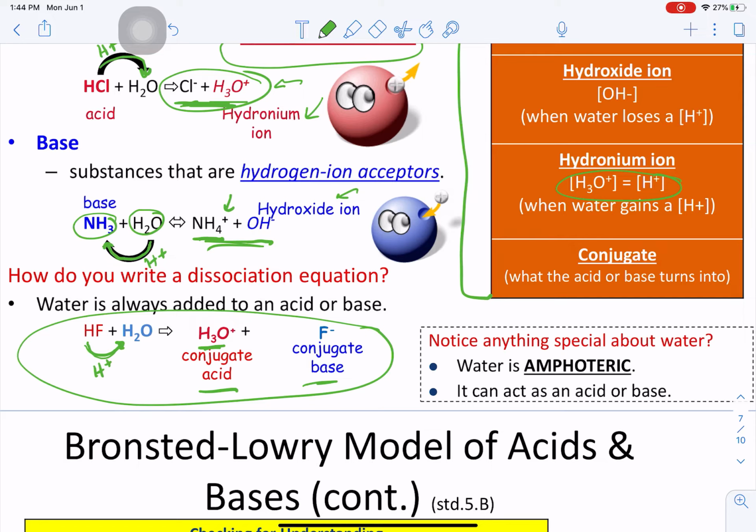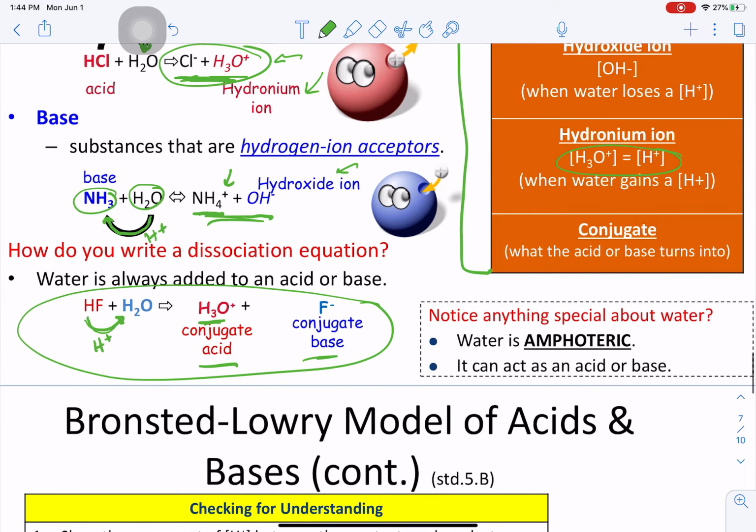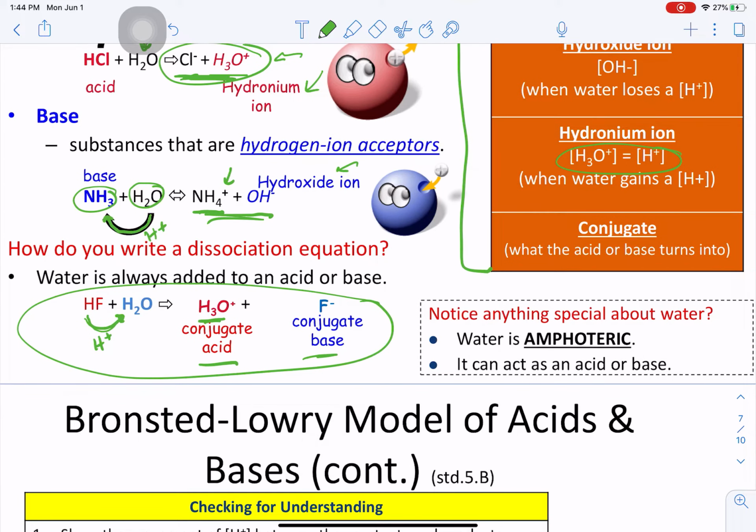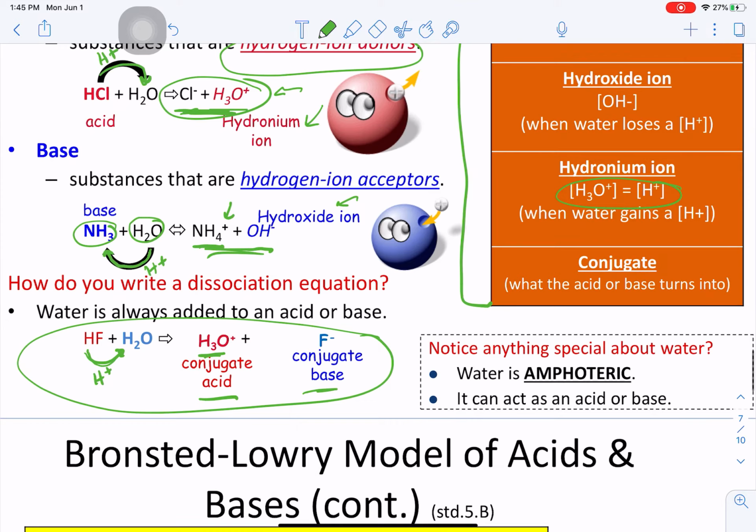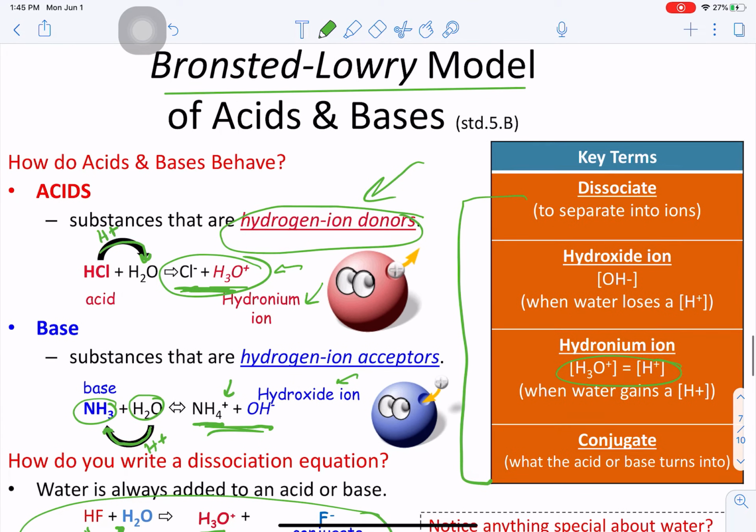Okay? All right, now, water is amphoteric. What does that mean? Water can act as an acid or a base. Well, what does that mean in the context of a Bronsted-Lowry acid or base? Well, that must mean that water can either donate a hydrogen ion or it can accept a hydrogen ion. Okay? It's special in that manner.